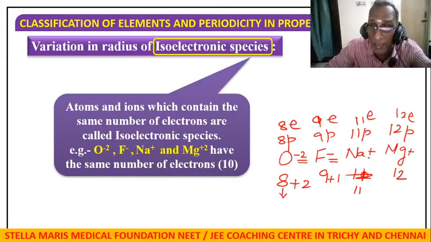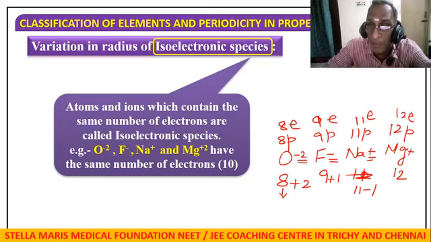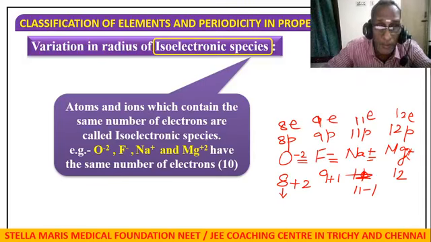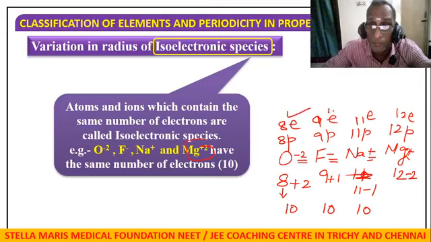But there is a cation. Cations are formed by the losing of electrons. Plus 1 means there is a loss of 1 electron. Magnesium 2 plus, it is mentioned, so it has lost 2 electrons. In all the cases, 8 plus 2, 10. 9 plus 1, 10. 11 minus 1, 10. Number of electrons we are seeing, 12 minus 2, 10.